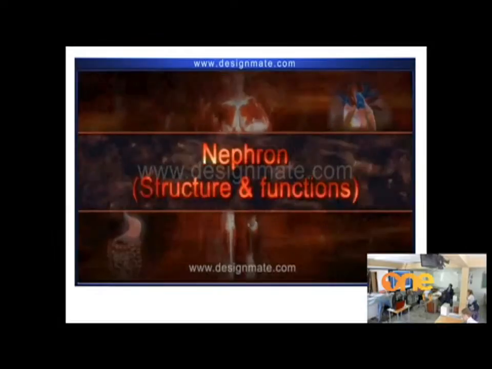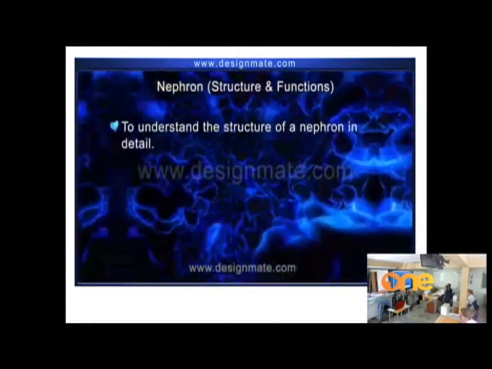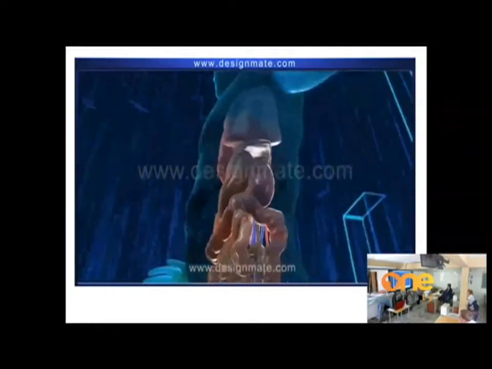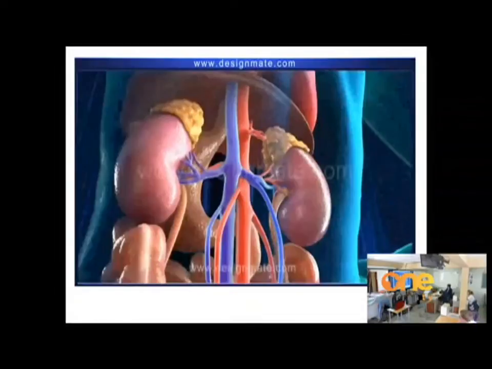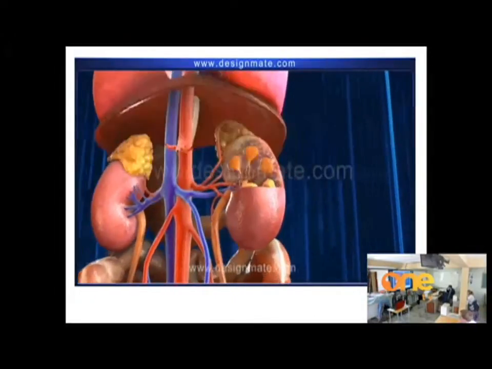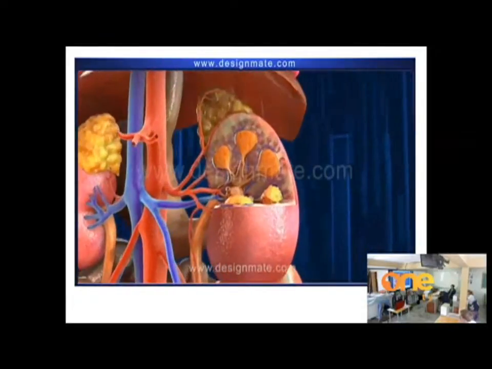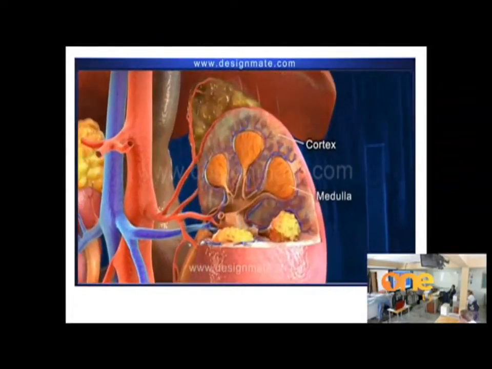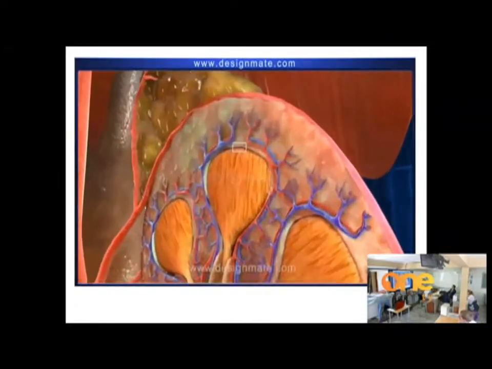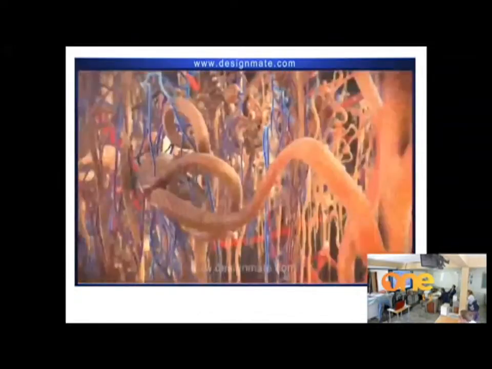Nephron, structure and functions. Objective, to understand the structure of a nephron in detail. The excretory system in human beings consists of a pair of kidneys. A magnified view of the longitudinal section of kidney shows 2 prominent regions, a cortex and a medulla. As we zoom into the cortex region, it shows the presence of numerous nephrons.